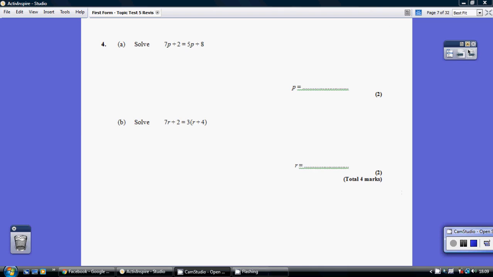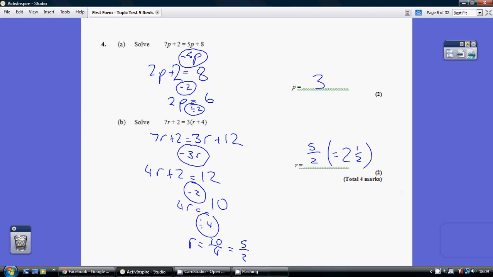Question 4. So, more questions where we're having to solve, so we're going to get proper final answers, and we're going to have to set ourselves instructions to end up with P being on its own and then R being on its own. Now, the complication we now have is that we've got the unknown on both sides. See, we've got a P here and a P here, and an R here and an R here.